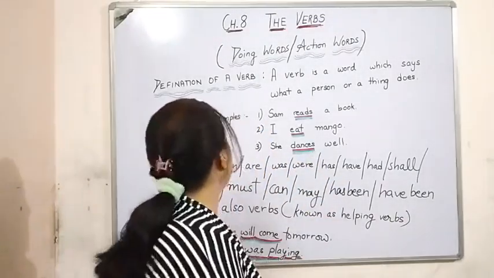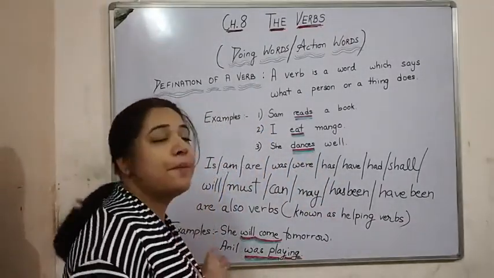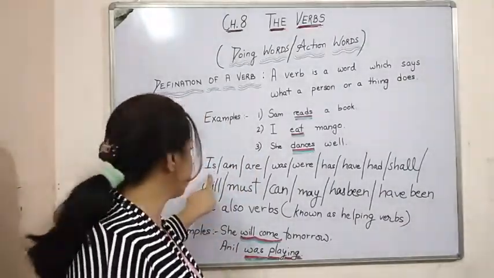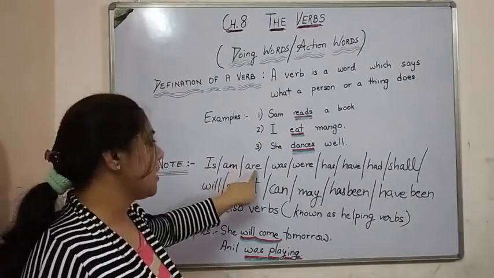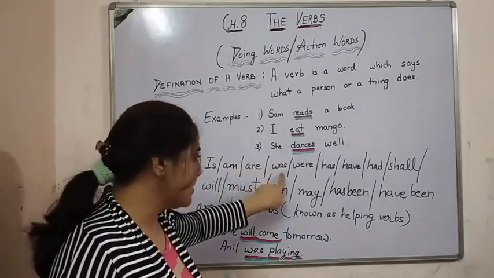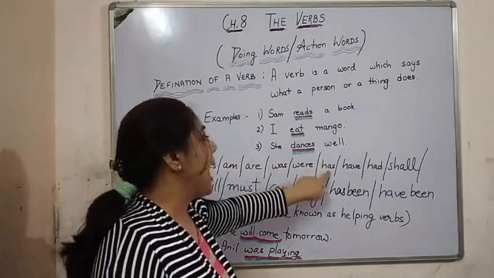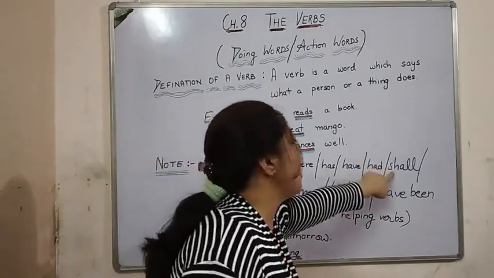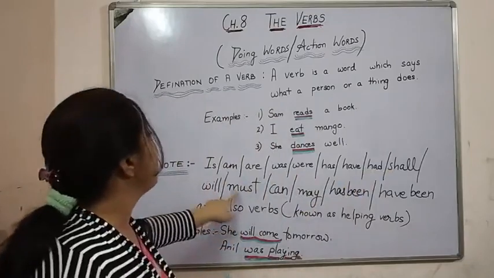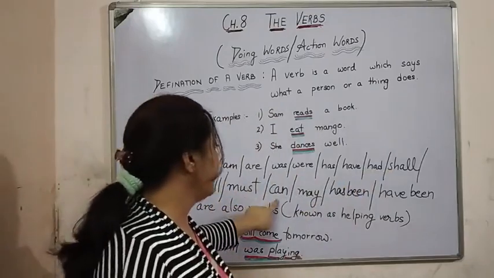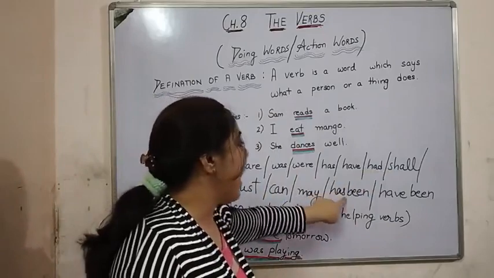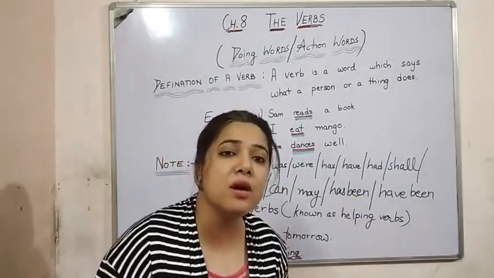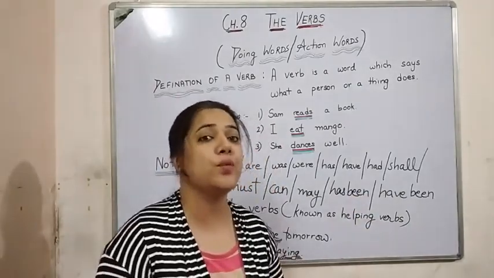There are also helping verbs which we can see. That is, am, are, was, were, has, have, had, shall, will, must, can, may, has been, have been. These are the helping verbs which come before the main verb.